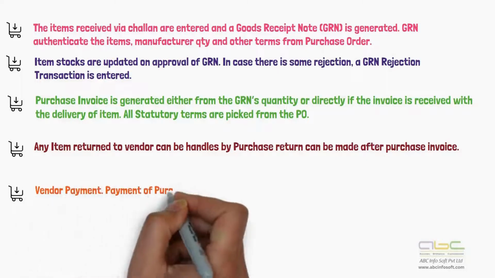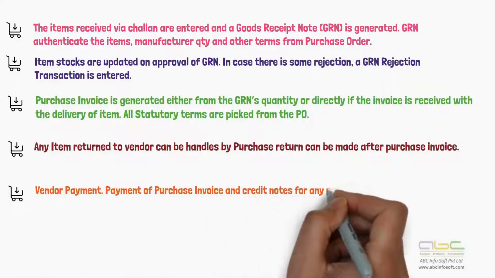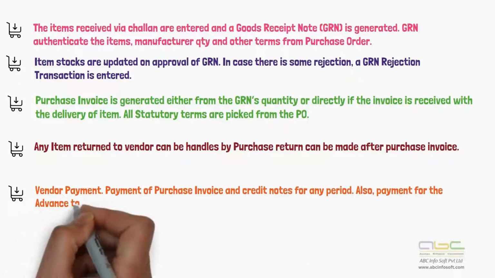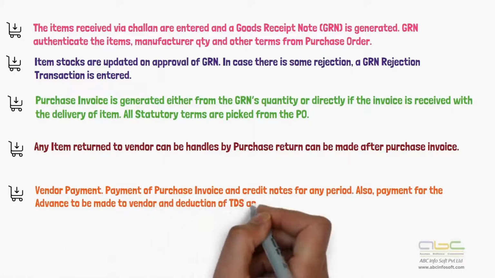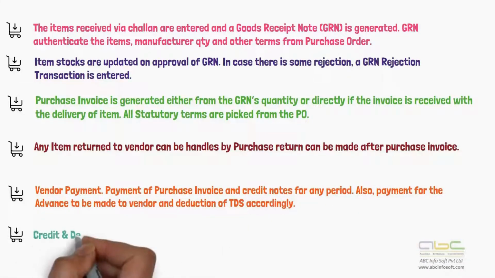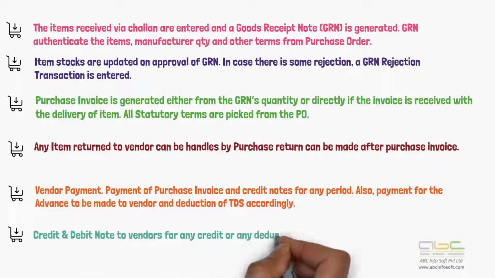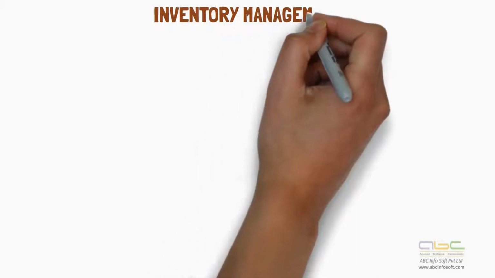Vendor payment. Payment of purchase invoice and credit notes for any period. Also, payment for the advance to be made to vendor and deduction of TDS accordingly. Credit and debit note to vendors for any credit or any deduction or stock adjustment. Inventory management.